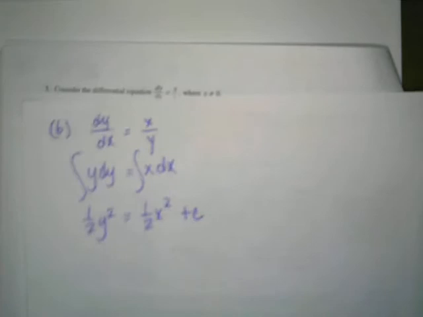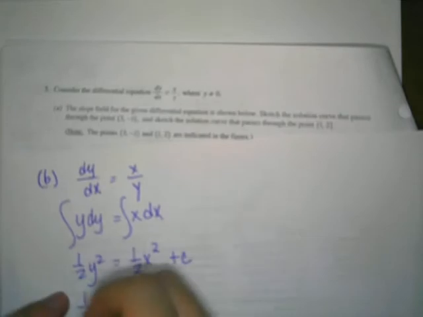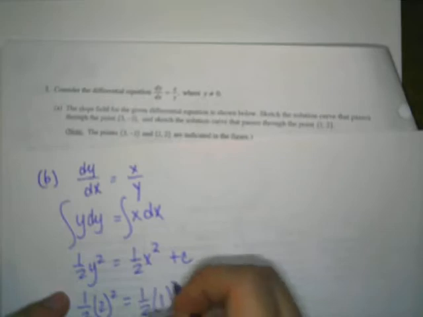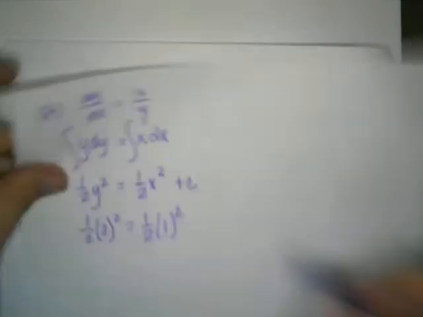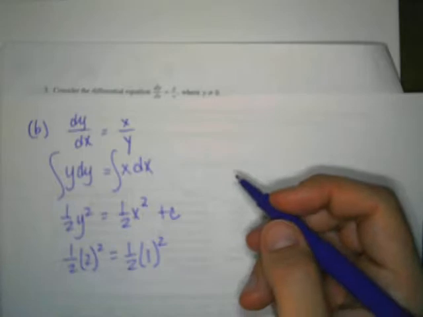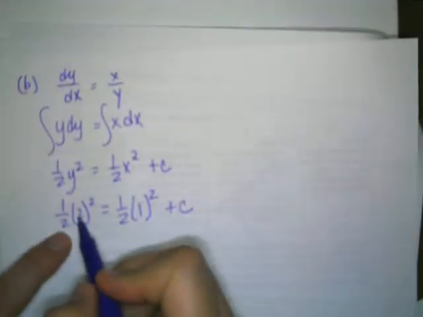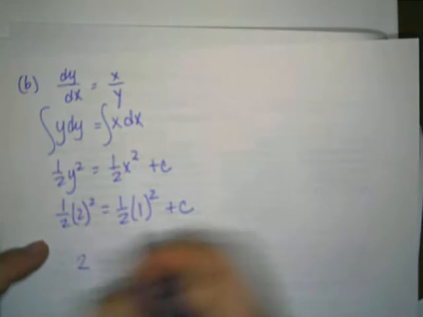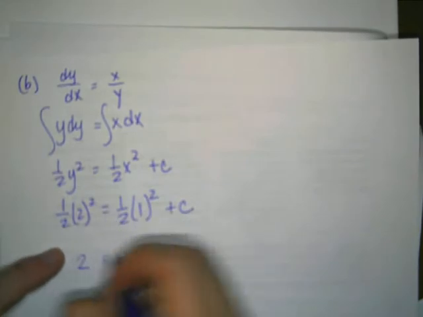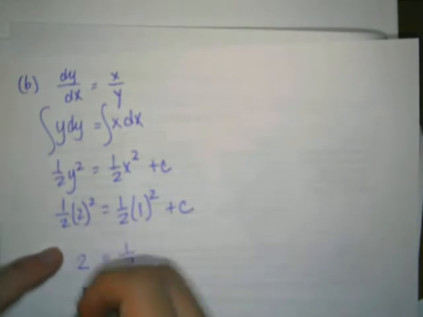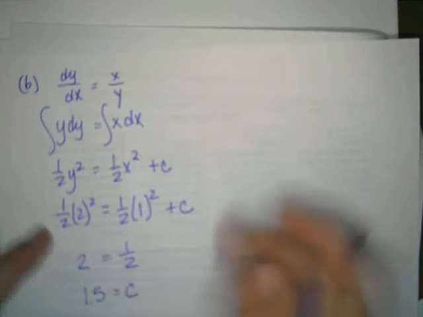And then we need it to pass through the point (1, 2). So it's plugging 2 in for y and 1 in for x. Solving for c. So this is 4, this is 2. This is 1/2. So subtracting, you get 1.5 equals c.